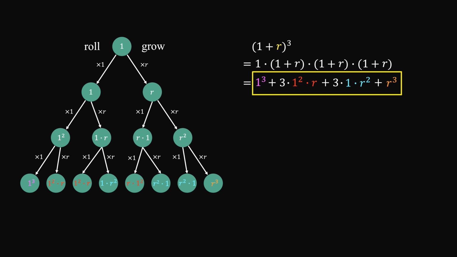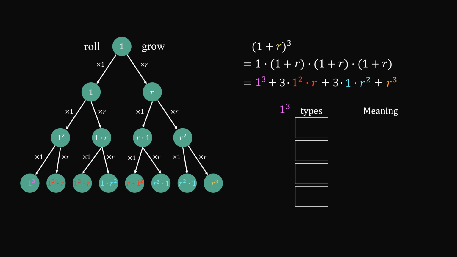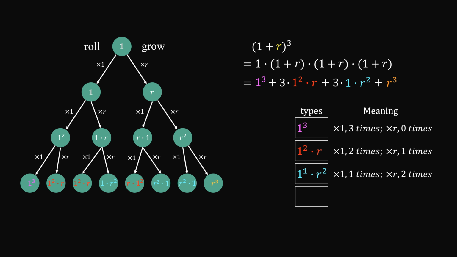Now let's think about why we have such terms. They can be understood if we know their meanings. For example, 1 cubed means it rolls 3 times, grows 0 times. 1 squared r means it rolls twice, grows once. r squared means rolling once, grows twice. And r cubed means rolls 0 times, grows 3 times.